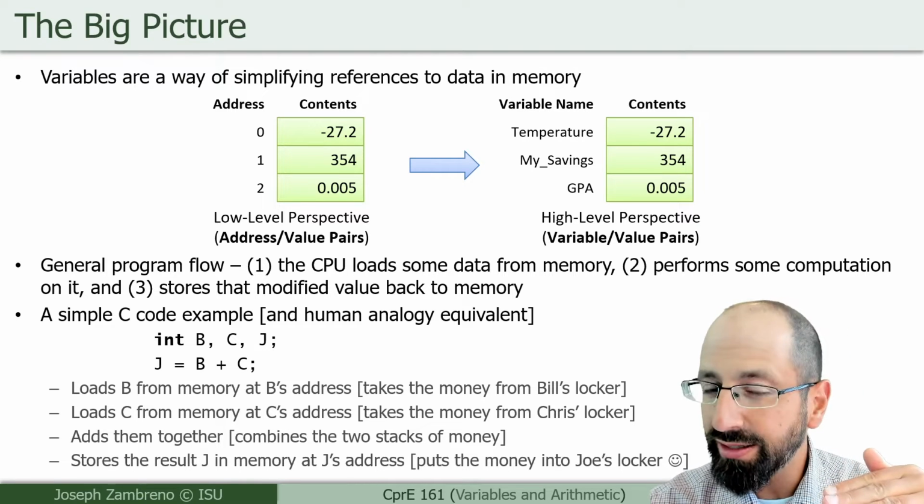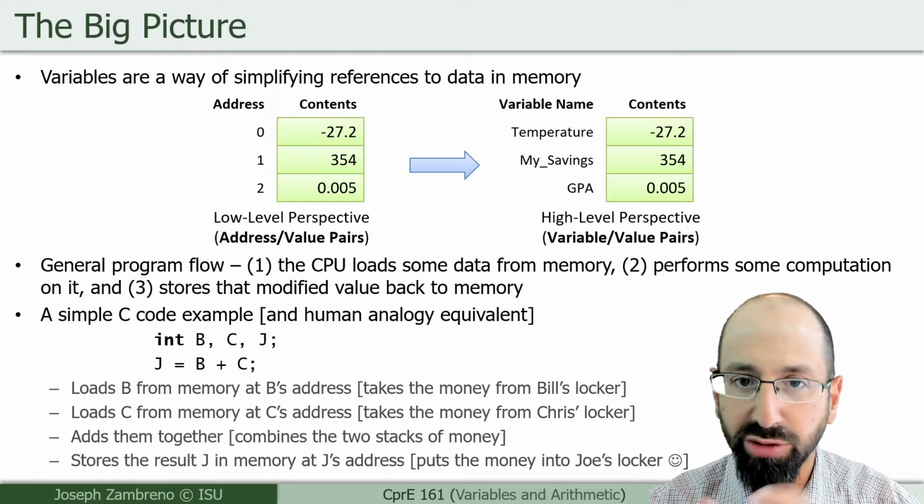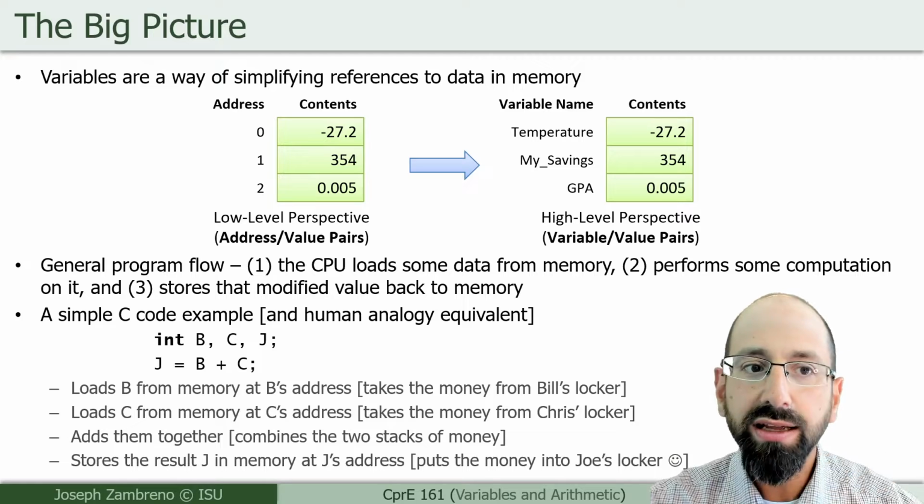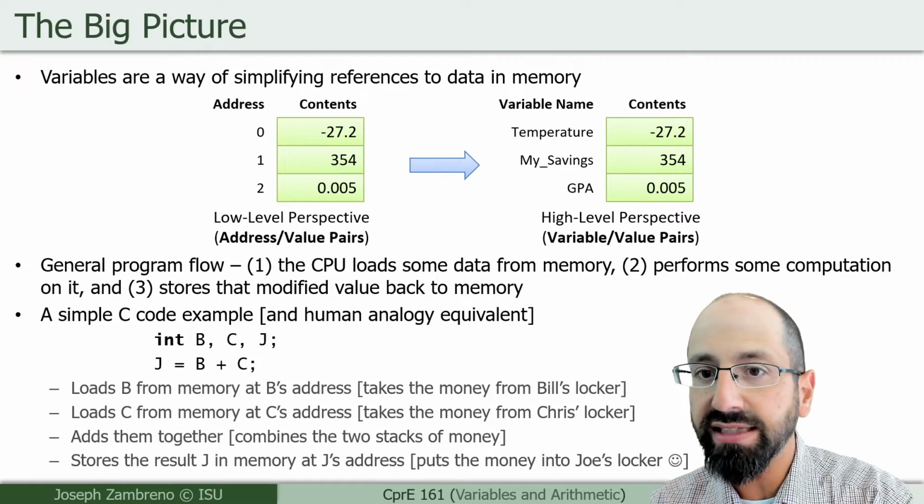We can declare them on different lines, or we can use the comma to declare them all in one line of our code. And we would have our actual expression. J would be set equal to b plus c.